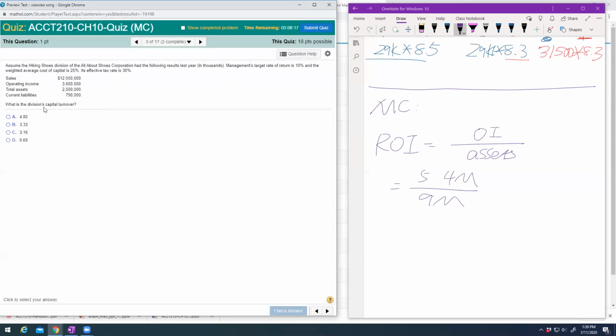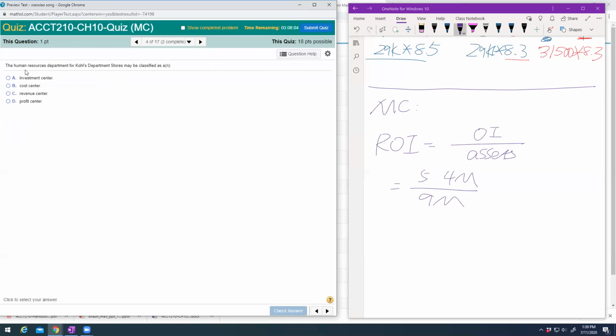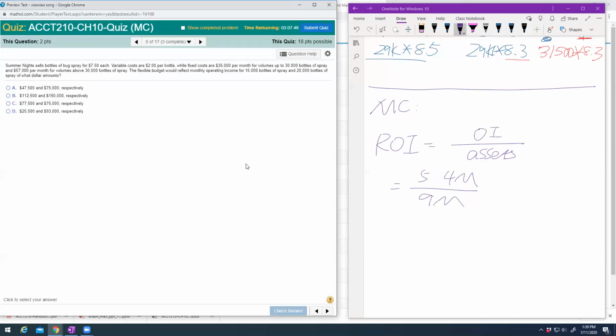Next one, capital turnover. They give you extra information. Don't worry. Capital turnover is your sales divided by your assets, I believe. So you can do this one. Human resource department. You know all these centers. You have to read it by yourself. I told you to read it by yourself. So you know this is the cost center because they don't generate revenue. It's all based on the cost.